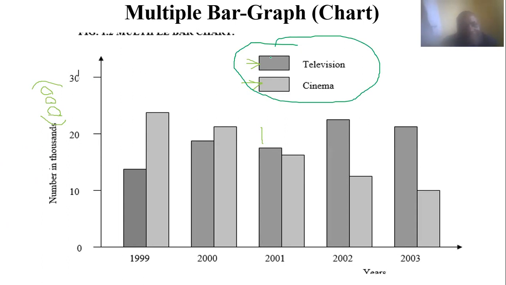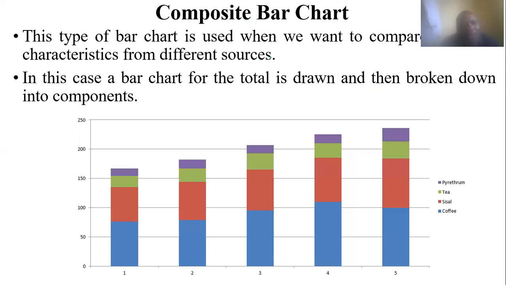Then we have the third type of the bars. We call it composite bars. This type of bar chart is used when we want to compare the same characteristics from different sources. In this case, a bar chart for the total is drawn and then broken down into components.